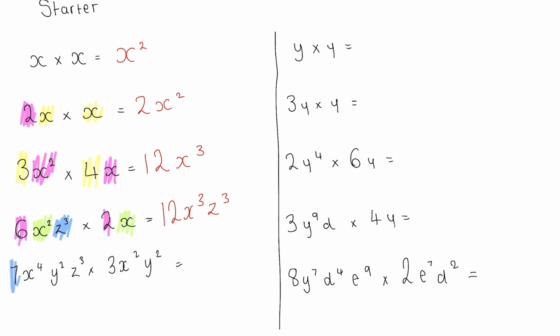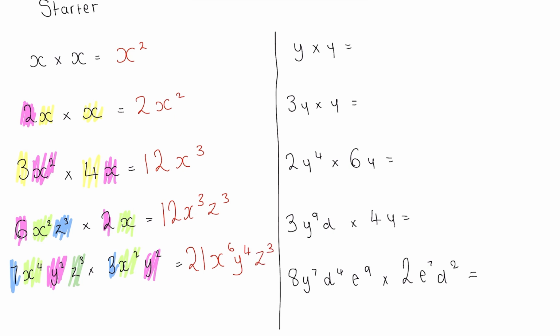Next one, again, I'm just using this highlighter just to show how we're thinking about them all differently. So I've got x's here, I've got y's, and I've got z. So let's have a go at doing that now. So 7 times 3 is 21. X to the power of 4 times x to the power of 2 is x to the power of 6. Y to the power of 2 times y to the power of 2 is y to the power of 4. And then we've just got z to the power of 3.